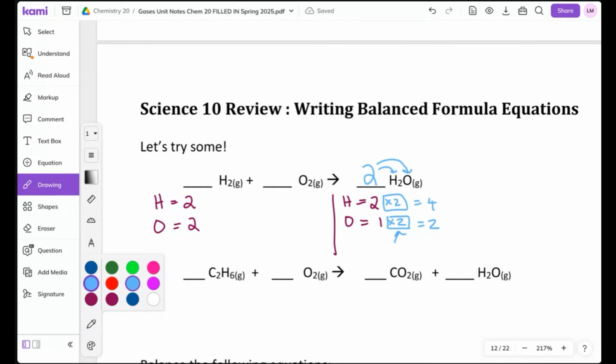So now we need to ask ourselves, 2 times what is equal to 4? Well, 2 times 2 is going to be equal to 4. Now I need to find where hydrogen is on the reactant side and put a 2 in front of it in order to reflect the changes that I made here. Okay. So now you can see that there's 4 hydrogens going in, 4 hydrogens coming out. 2 oxygens going in, 2 oxygen atoms coming out. So everything is balanced. This is done.